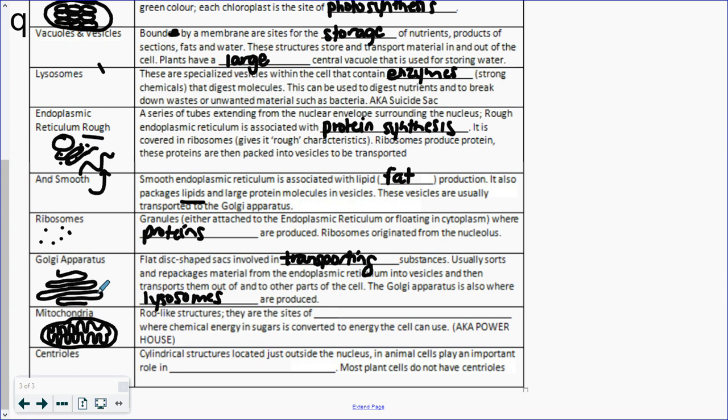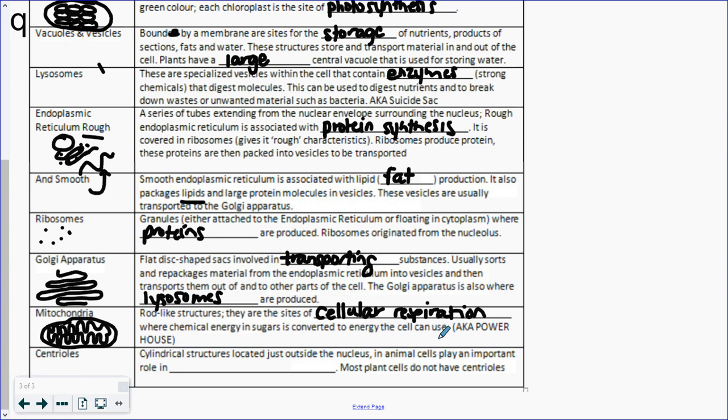So mitochondria, rod-like structures, they're the site of cellular respiration. So chloroplasts are the site of photosynthesis, so they're only within plant cells. Cellular respiration occurs in both plant cells and animal cells. So cellular respiration is where chemical energy in sugars is converted into energy that the cell can use, something called ATP.